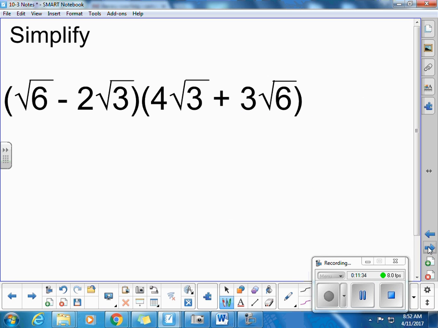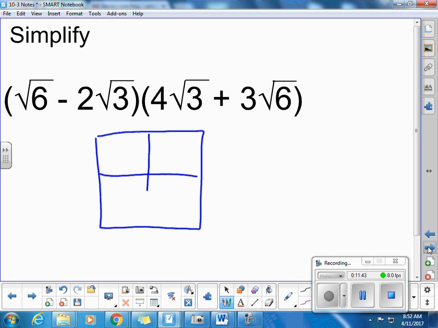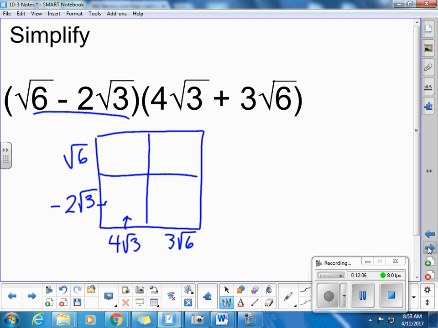Alright, so here we're going to simplify. We're going to FOIL this. So we can do it with the box. Remember the box method? Where we would put like square root of 6, negative 2 square root of 3 on one side from this. And then we have 4 square roots of 3 and 3 square roots of 6. And then we multiply, this will be this, and that goes in that box.